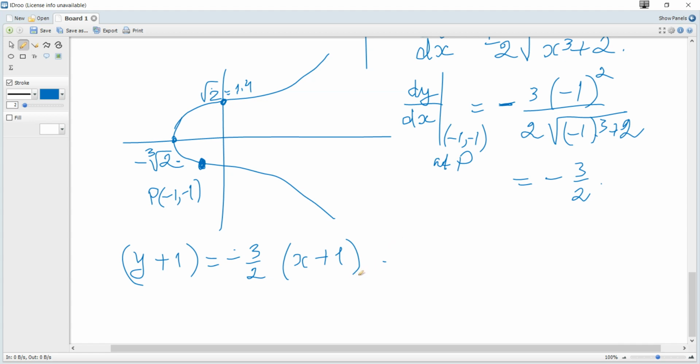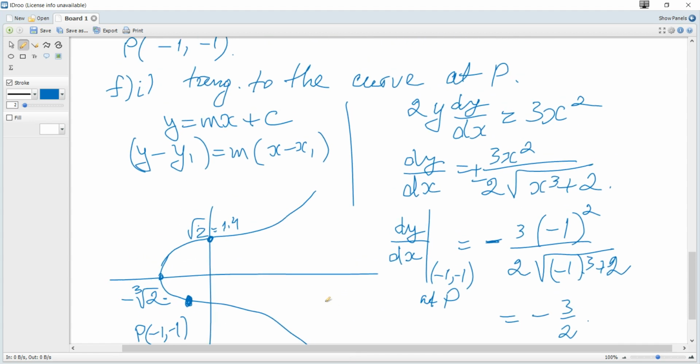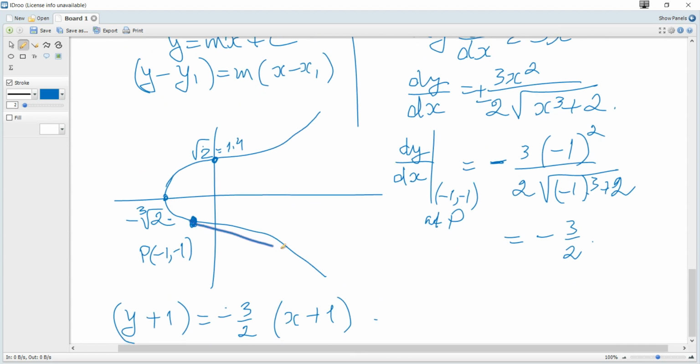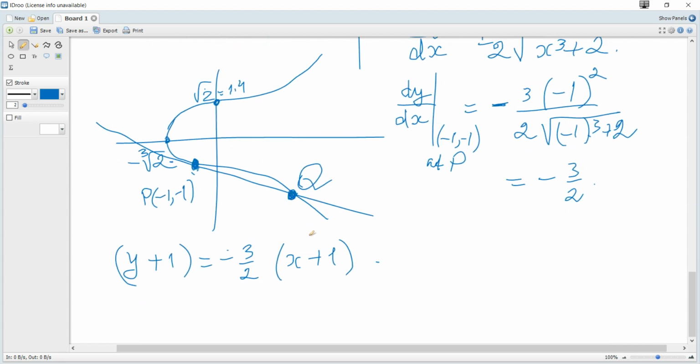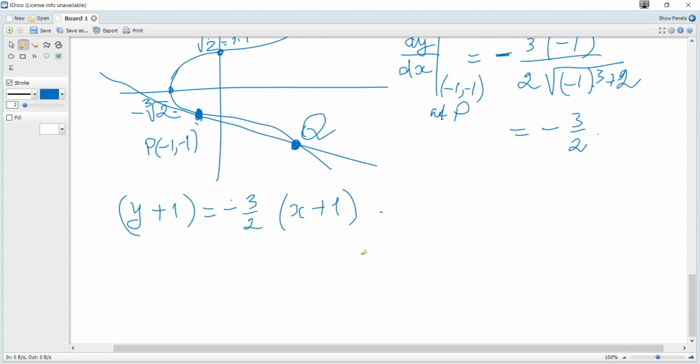Hence, find the coordinates of the rational point Q where this tangent intersects the curve, expressing each coordinate as a fraction. 2 marks. So it looks like this. There is the tangent at P and it intersects the curve at another point, point Q, and we can see that this point is somewhere here, and we need to find the point of intersection of two curves.